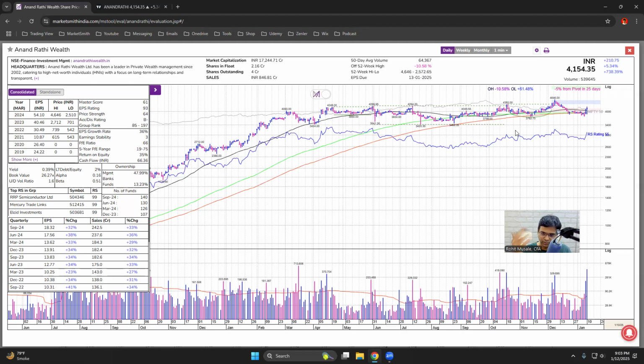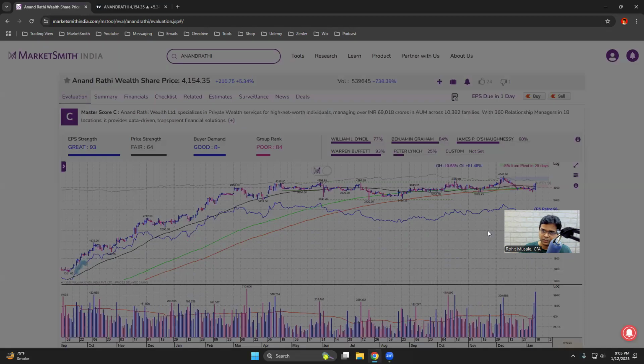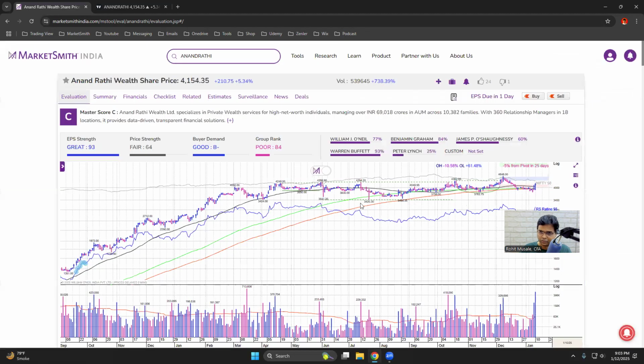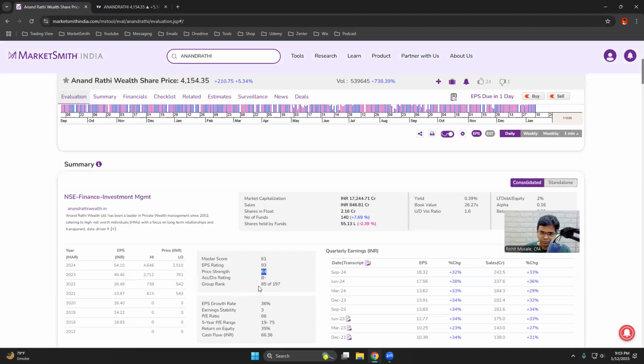It's okay if you want to read the annual report of the company, you can read it, but first get it qualified on MarketSmith. So that's what I wanted to mention. Just to answer the question, I wouldn't spend my time on this stock. Let it go up. Let it create another base, let's say a second base. Let the relative strength improve. I have not even spoken about the group rank. So too many violations. This is not what I'm looking for.